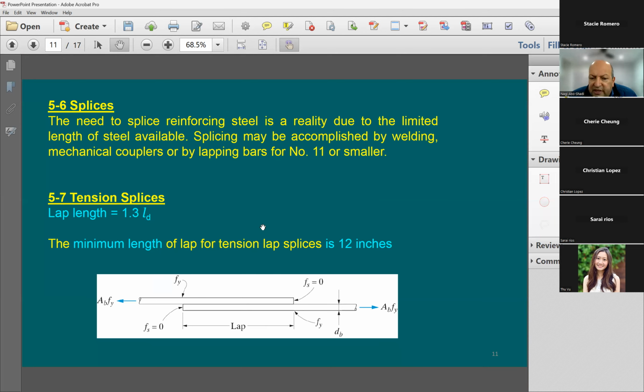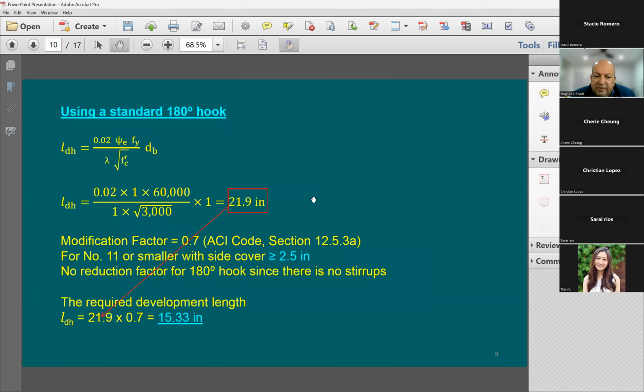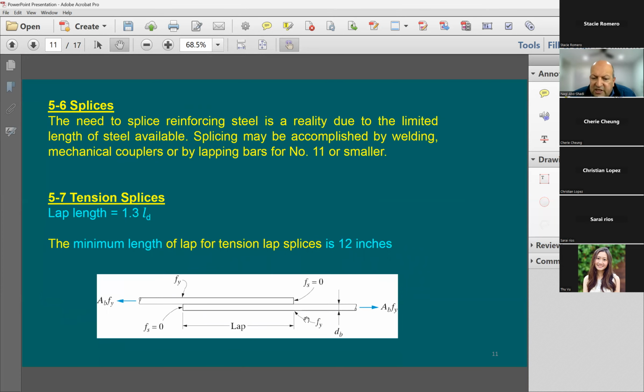So what you need to do is to use the long equation. Let me go back to it. You're going to be using this equation, and at the end just multiply by 1.3. So it's going to be the same equation. You're going to have 30% additional to transfer the load from one rebar to the other rebar. Also, the minimum tension lap splice is going to be 12 inches. I said, okay, good.